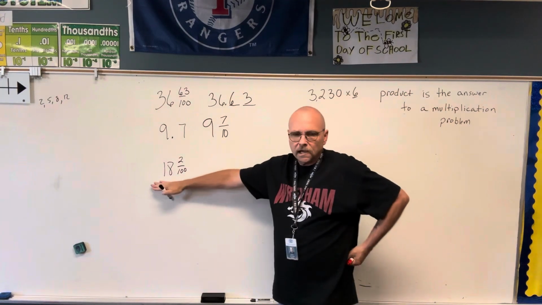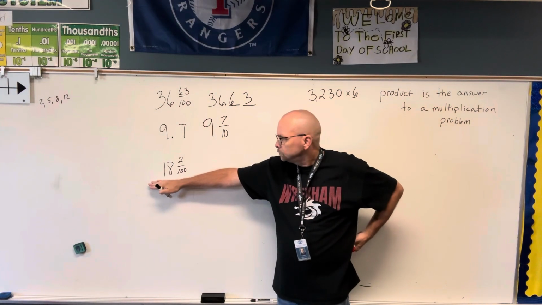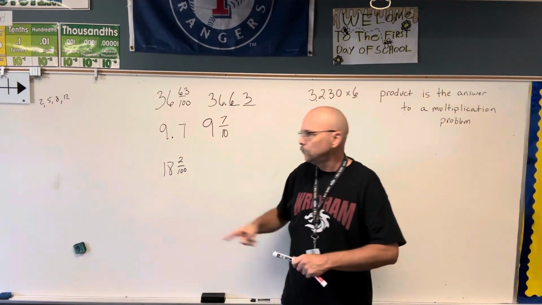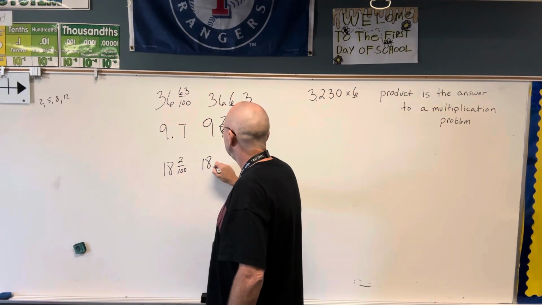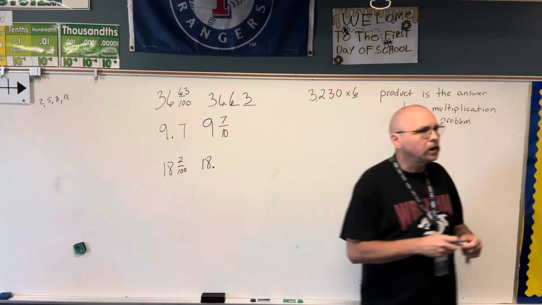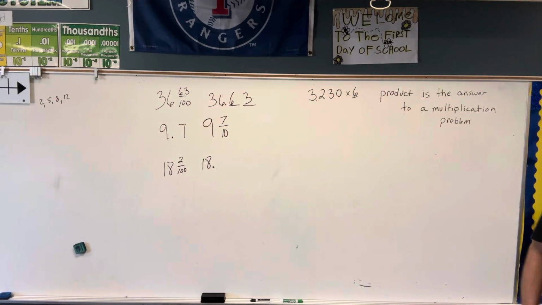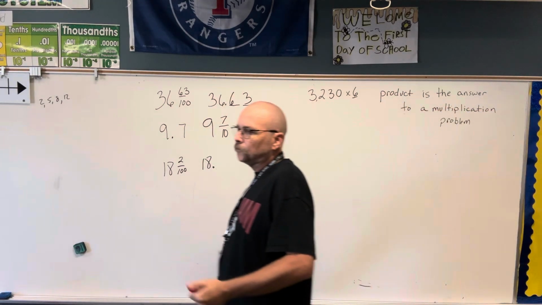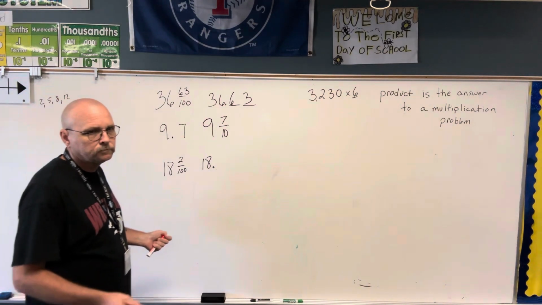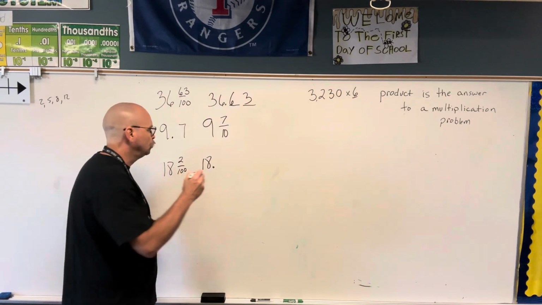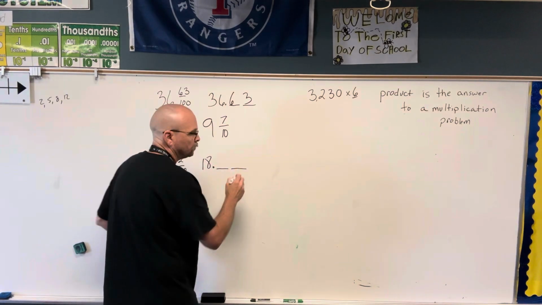Ethan, how do you say this number? 18 and 200. This is my whole number. 18 is my whole number, which means it's in front of the decimal point. Ethan, how many places behind the decimal point till I get to the hundredths? 2. Tenths, hundredths.